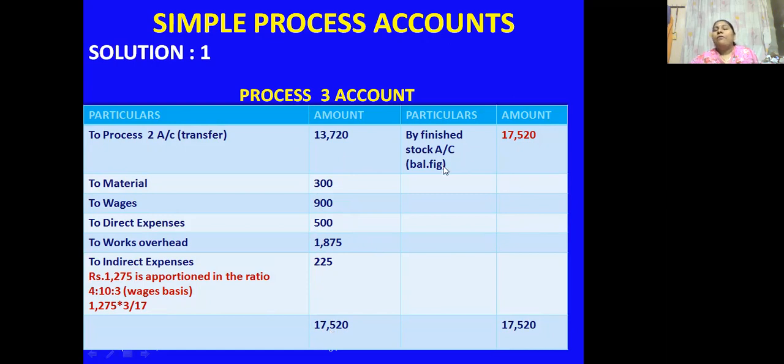17,520 is the cost of the finished stock account. Since it's the last process, as I already told in the previous video, whenever you are getting a balance in the process 3 account, I mean the last process, the output has to be termed as finished stock account. So 17,520. So this is one of the problem models under simple process account.